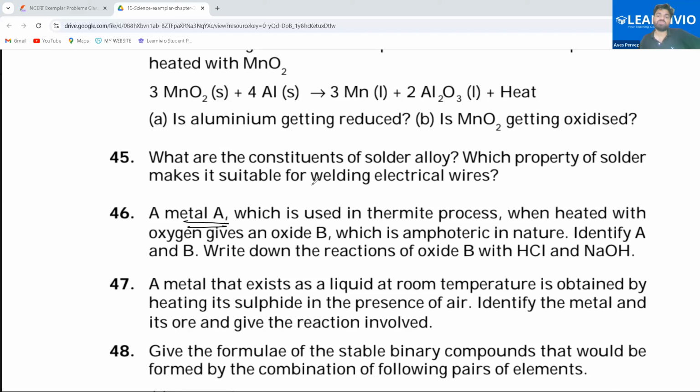A metal A is used in the thermite process. So I'm writing here the thermite reaction: Al when reacted with Fe2O3 gives Al2O3 plus Fe in the liquid state. This is the thermite reaction. Now tell me, what would be the element A? Harshit, aluminium. Yes, aluminium is A, because it is talking about the element here, Al, not Fe.